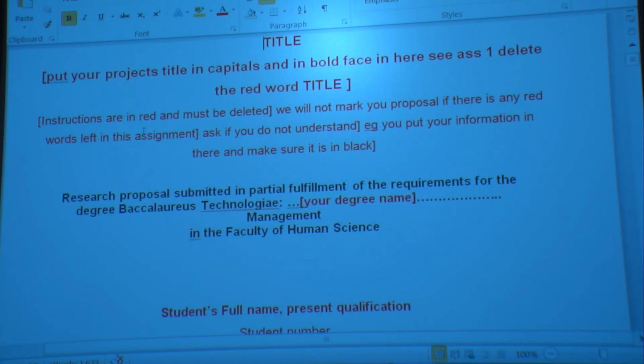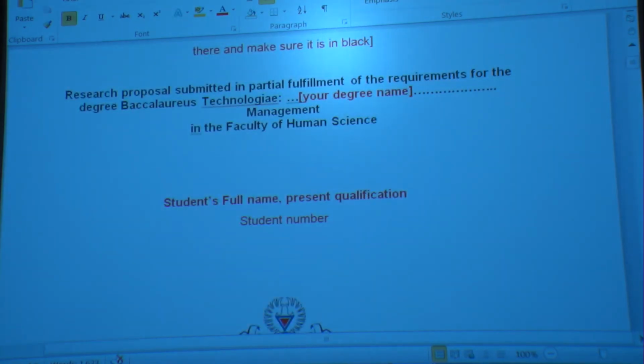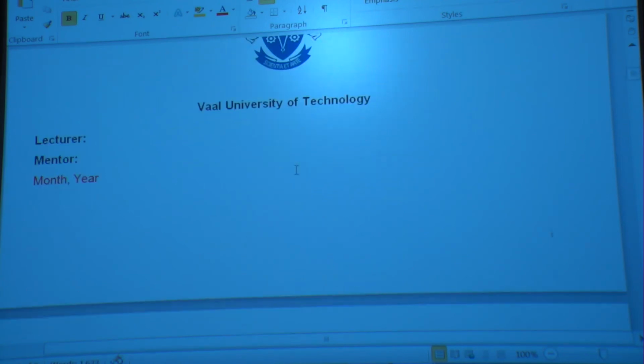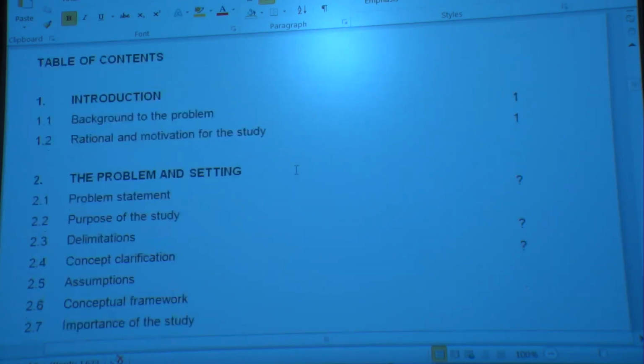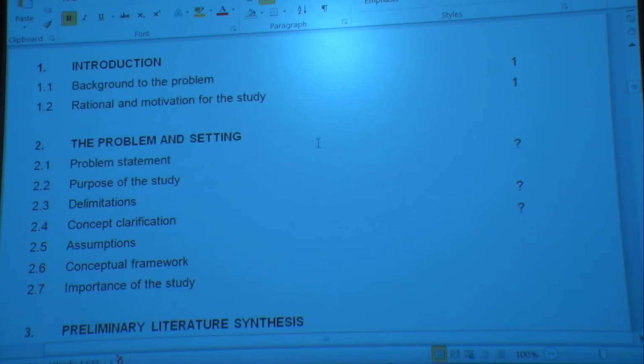And please make sure that you delete all the red on this, because sometimes students just add their things and they don't delete the red. And then I'm going to subtract marks if it's like that. So make sure that you add your degree there, your name, student number, lecturer, mentor, those things. And there is the outline.